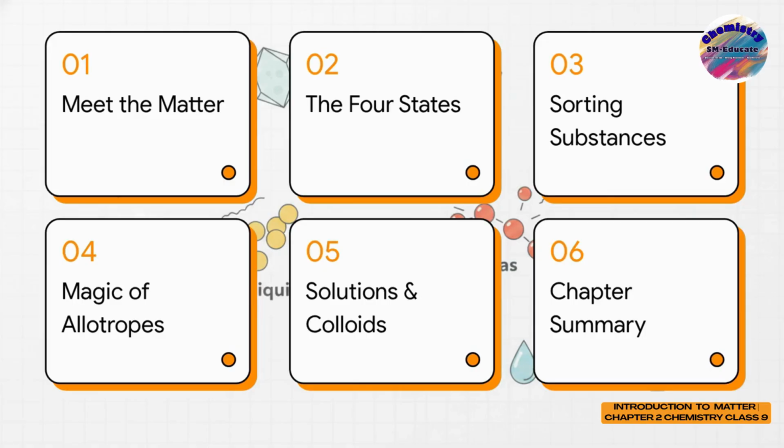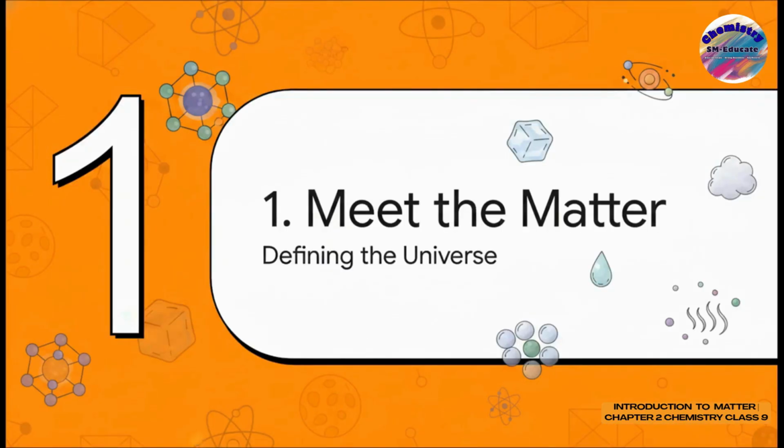Here is our quick game plan to categorize the universe around us today. We'll cover 1. Meet the matter around you. 2. The 4 states of matter. 3. Sorting substances and mixtures. 4. The magic of allotropes. 5. Solutions, colloids, and suspensions. And finally, 6. Chapter summary notes. Let's kick things off with Section 1. Meet the matter around you.